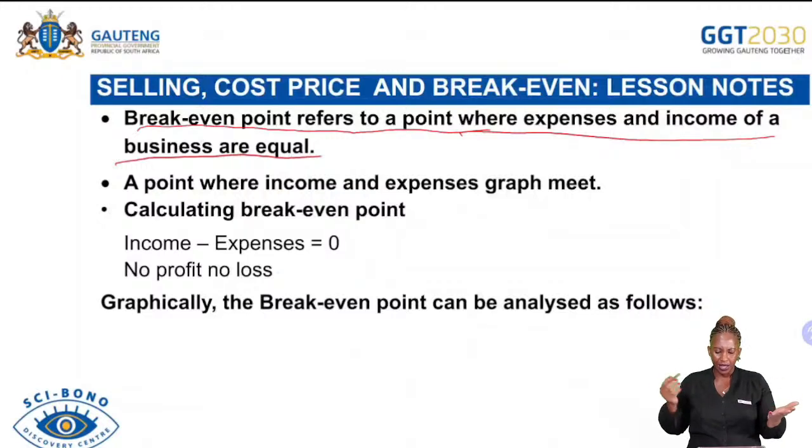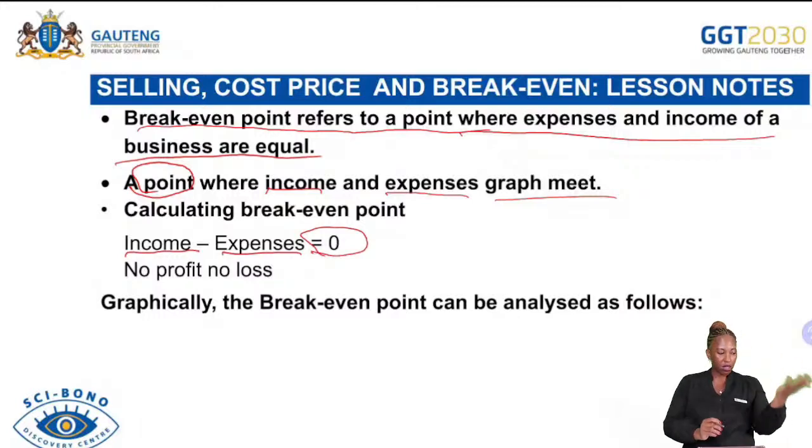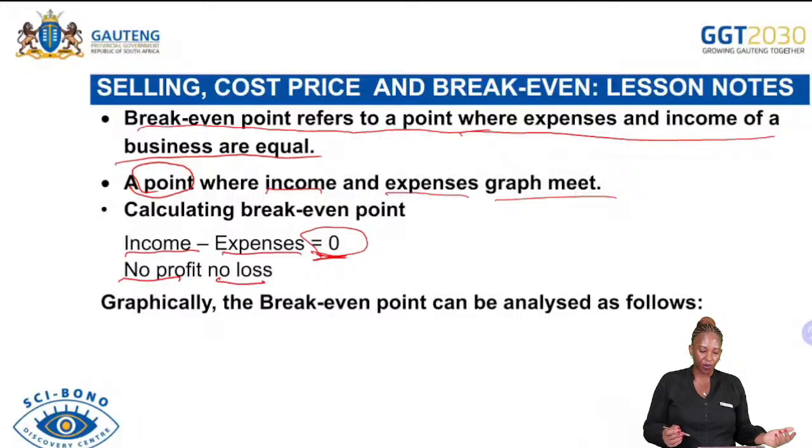It's a point where income and expenses are equal. And the point where the income and expenses graphs meet, we call it a break-even point. Calculating the break-even, I've already explained this one. We said it is income minus expenses. The answer is 0. So there is no increase and no loss. It stays the same: no profit, no loss. So the answer is 0. They are balancing. Then we say that is the break-even point.